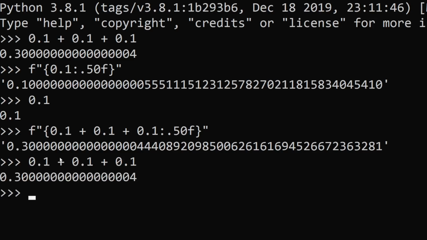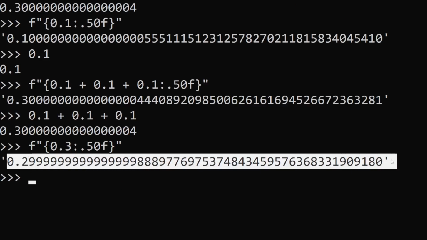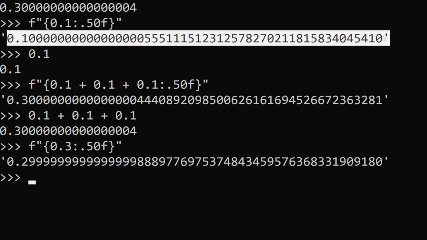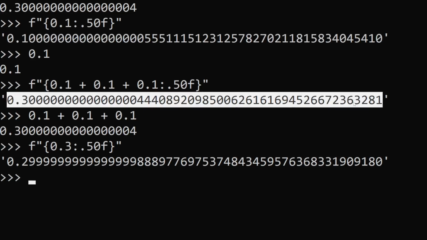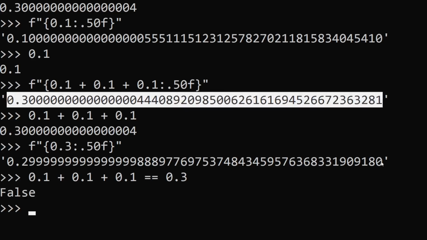You always have to distinguish between what is actually stored and what you see in front of you. Also, if we print the actual value stored for 0.3, we'll see that the closest approximation Python came up with is a value ever so slightly smaller than 0.3. And as the closest approximation of 0.1 is a value ever so slightly bigger than 0.1, adding up 0.1 three times will result in a value that's slightly bigger than 0.3, as we've seen right here. And this is exactly the reason why 0.1 plus 0.1 plus 0.1 is not exactly equal to 0.3.